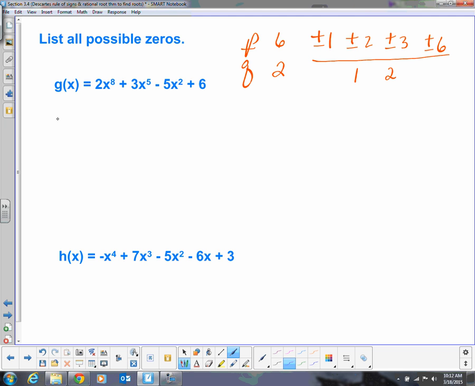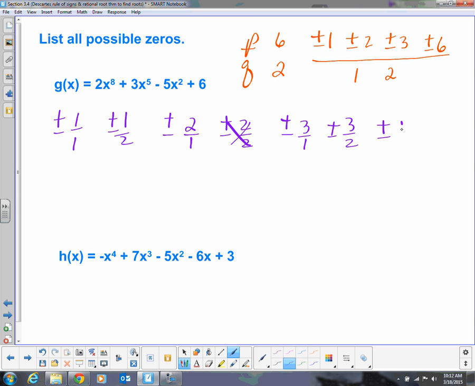Now how do I get all possible zeros? We take all possible combinations. So the first thing I'm going to do is plus or minus 1 over 1, plus or minus 1 over 2. Have I done all possible fractions with 1? Yeah. So now plus or minus 2 over 1, 2 over 2. And what is 2 over 2? 1. That's a repeat. So now I'm going to start with 3. Plus or minus 3 over 1, or 3 over 2, and then plus or minus 6 over 1, and then 6 over 2, but we already have a 3.